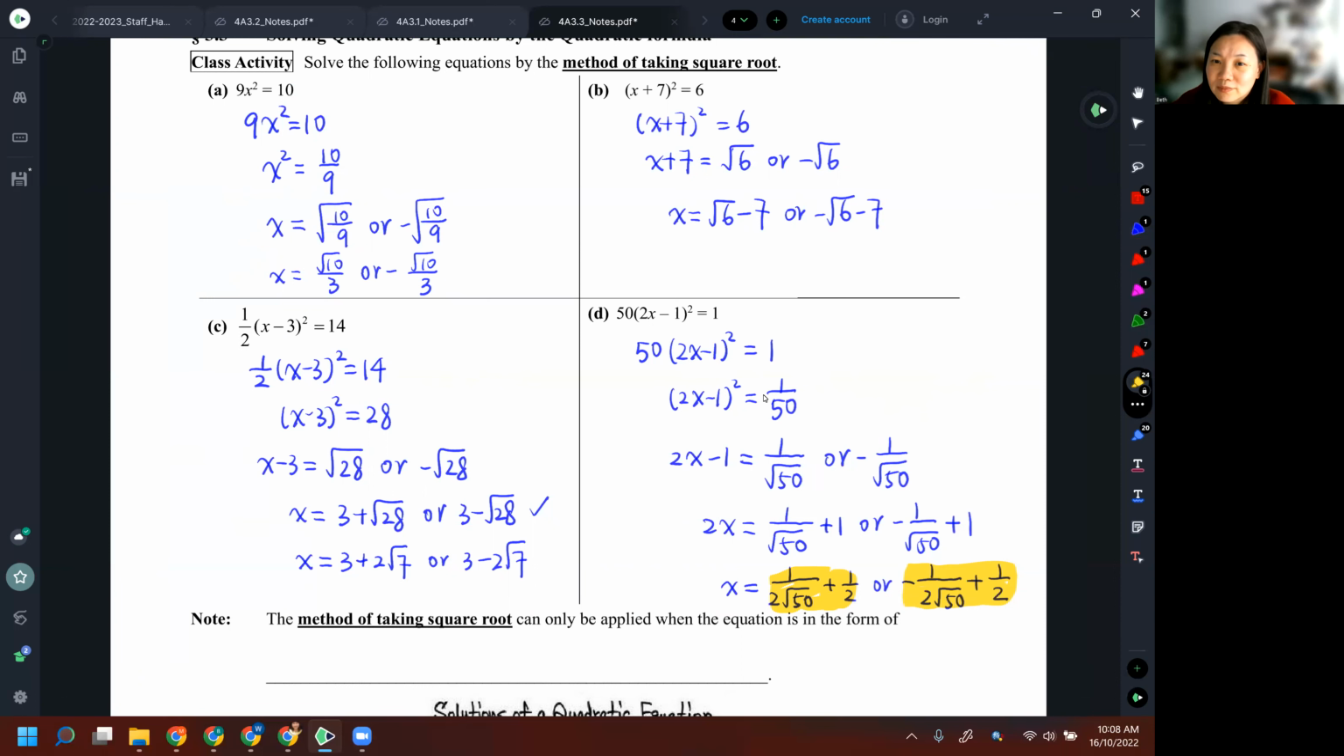Now you may wonder, why isn't this method introduced in our textbook, right? Why shouldn't I learn this method first? Now let me tell you why.